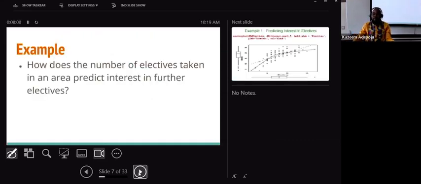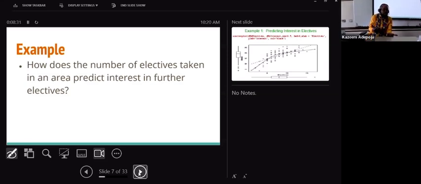How does the number of electives taken in an area predict interest in further electives? Maybe some of you are not in statistics and you've taken an elective course in statistics before, and I want to believe that your interest in taking further electives in statistics may depend on something, maybe your experience the first time. Now, we want to answer a research question here: how does the number of electives taken in an area predict interest in further electives?